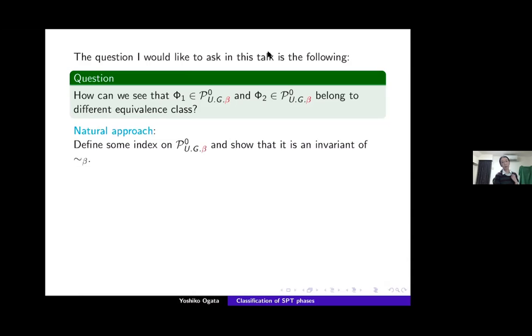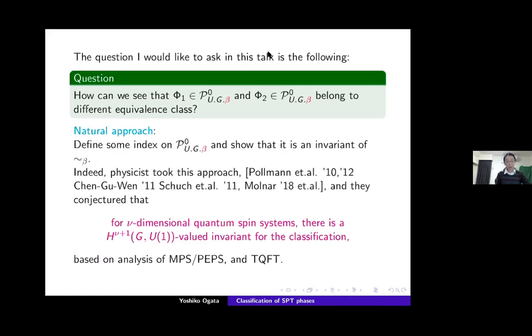And a natural approach for doing that should be to define some index on this set we are interested in and show that it is actually an invariant of our classification. If we can show that the index takes different values on this and that, then we can say that they belong to different equivalence classes. That is a natural approach to carry such a problem out. And actually, indeed, that is what physicists thought about. Based on analysis of tensor networks or TQFT, they conjectured that for nu-dimensional quantum spin systems, there is a nu plus 1 group cohomology valued invariant for the classification.